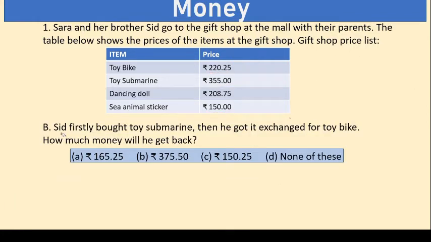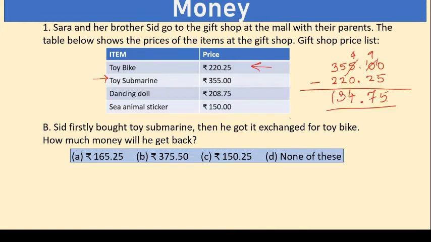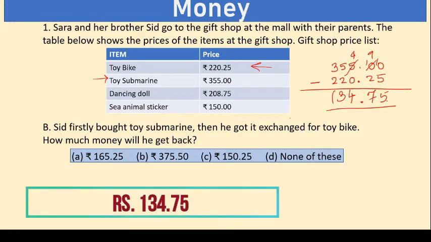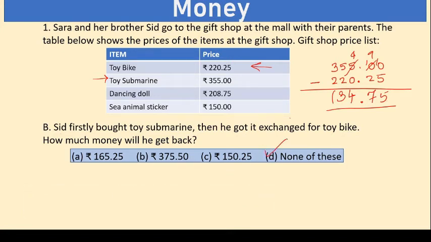Now the next part of this question reads that Sid first bought the toy submarine, but then he got it exchanged for the toy bike. How much money will he get back? Well, in this case, we need to first write the cost of the toy submarine and then subtract from it the cost of the toy bike. The answer to this would mean the change that is received back by Sid. Now the answer to this is 134.75. So we can choose option D, which is none of these.